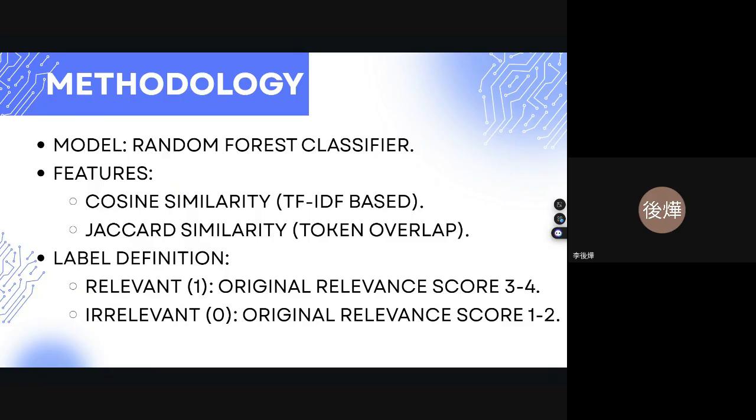My part is to present the baseline random forest model. For this experiment, we utilize a random forest classifier. Our feature engineering focuses on two fundamental lexical metrics, cosine similarity and Jaccard similarity, which measure the textual overlap between the query and the answer. We binarize the relevance scores, treating anything rated 3 or above as relevant, as the slide shows. Okay, next page.